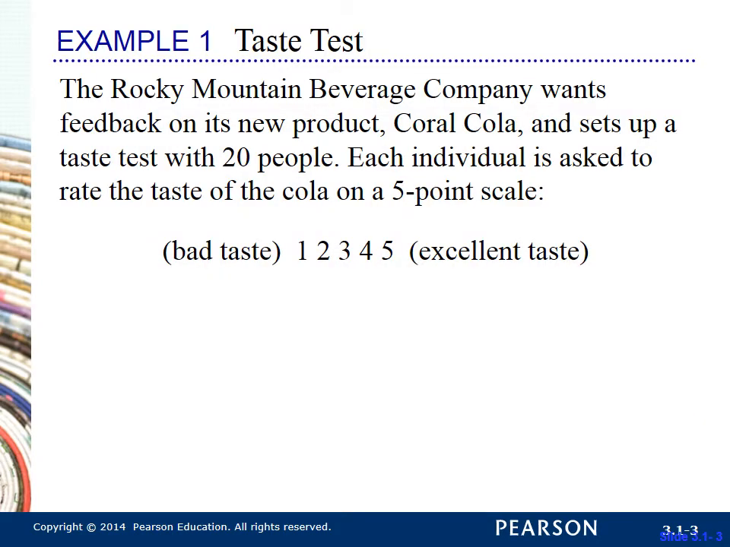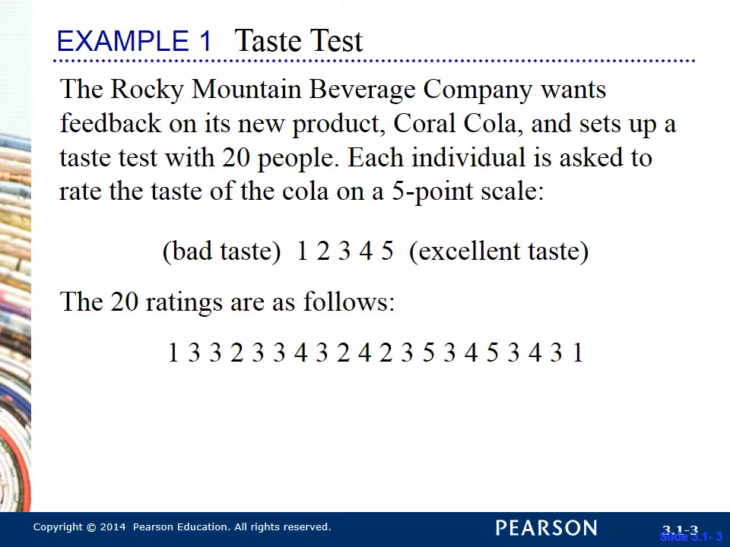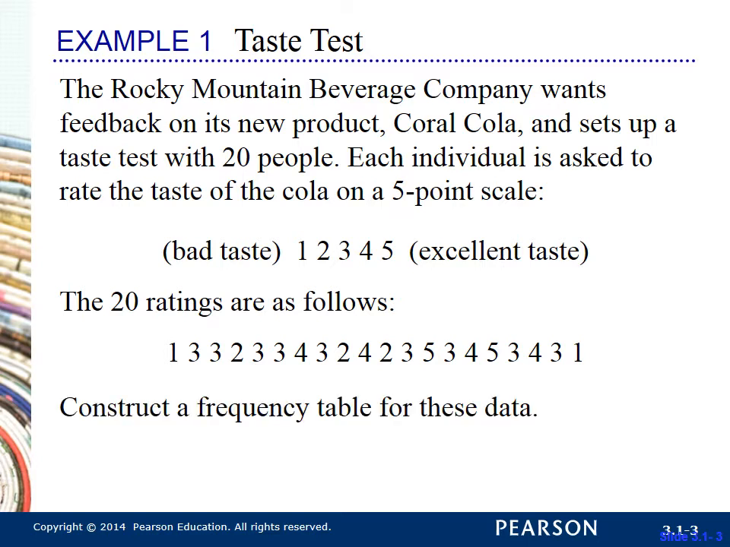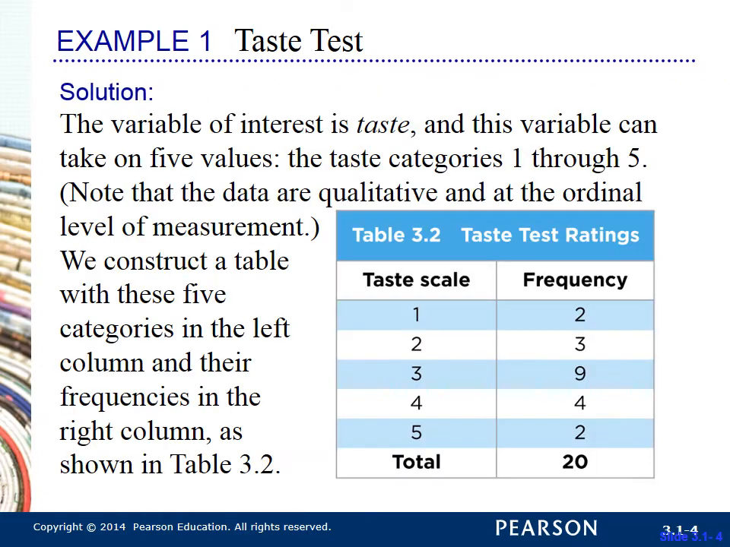So for example, we have a taste test on a new product, Coral Cola, where we have 20 people. Each individual is asked to test it and rate it on a 5-point scale. And here are the following results, but looking at it like this, it just doesn't make a lot of sense. So a frequency table helps to organize your data. When you see this chart, you go, oh, I understand exactly what happened.